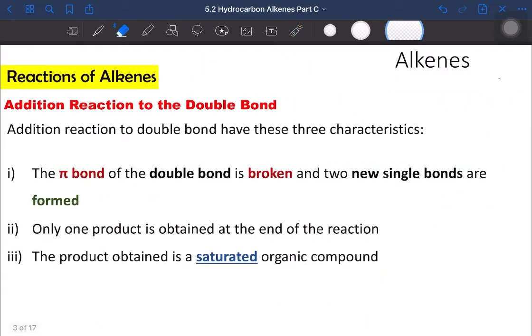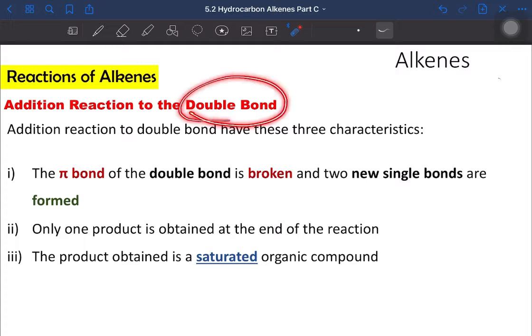Alright, so in contrast with the reaction of alkane, the most important reactions of alkene are the addition reactions to the double bond. So addition reaction is a reaction in which an unsaturated molecule becomes a saturated molecule by the addition of a molecule across the multiple bond. So in this case, in the double bond.